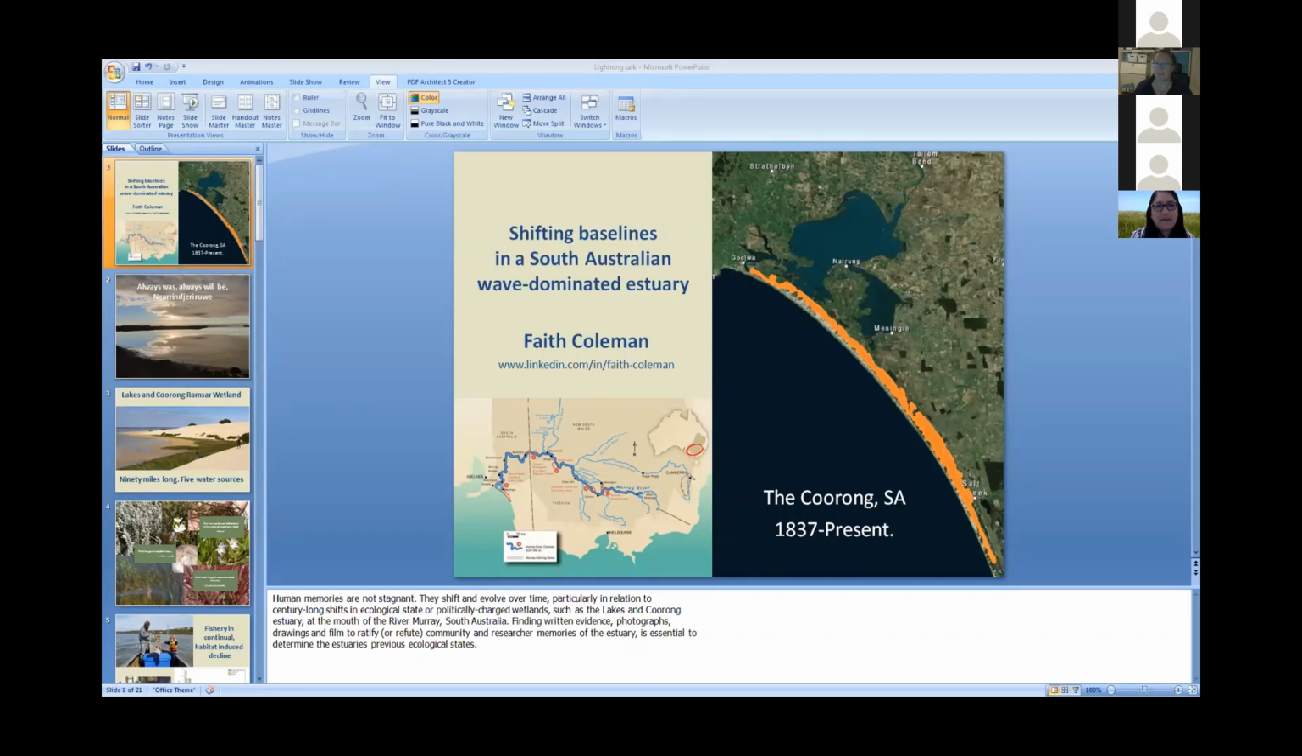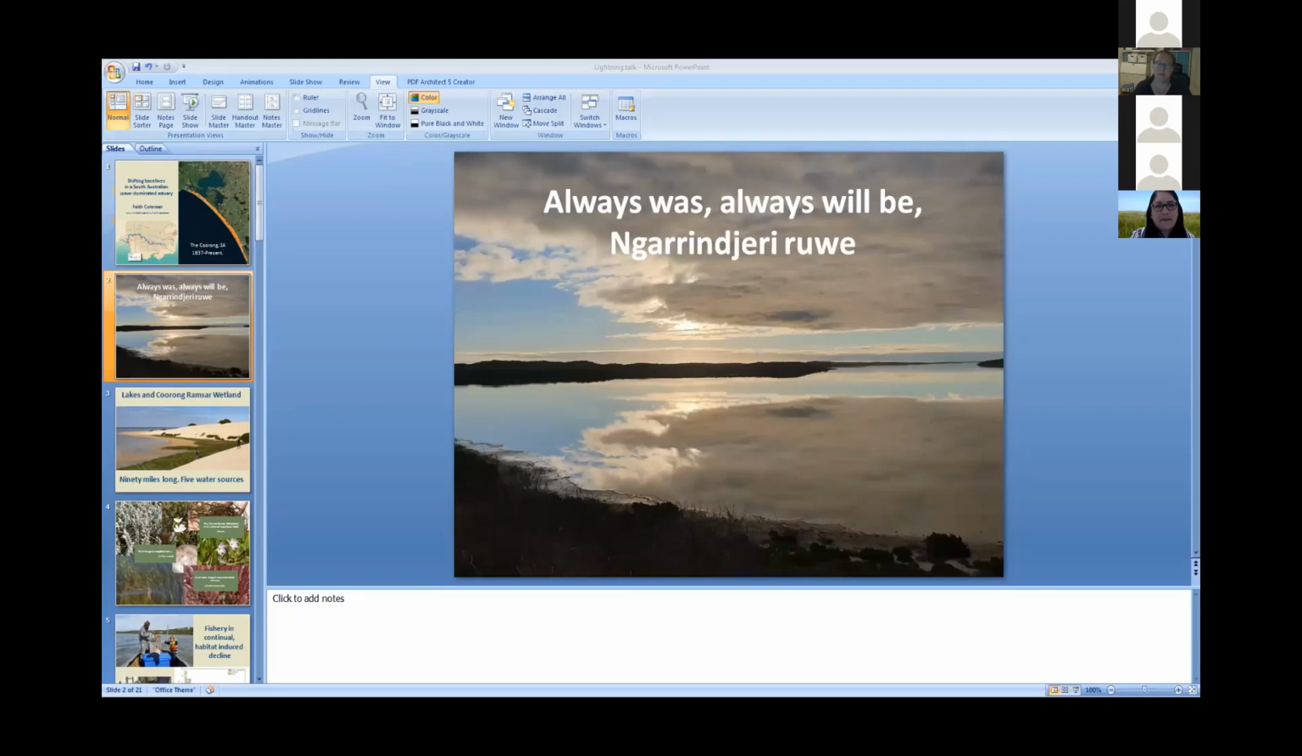Now, the Coorong is the traditional country of the Ngarrindjeri people, and so we always put here that it always was and always will be Ngarrindjeri Ruwi.